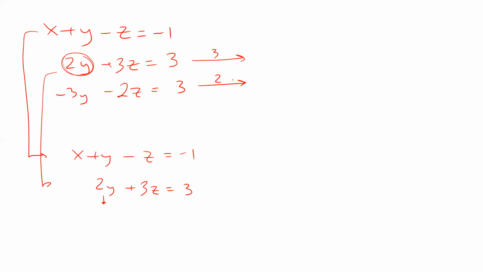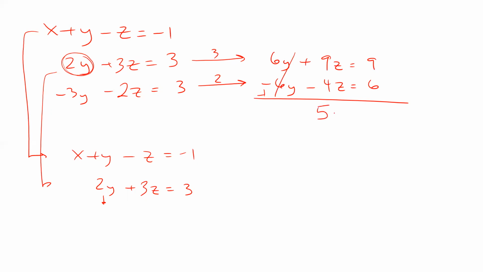That would be perfect. So let's see, 6y plus 9z is equal to 9. This one is negative 6y, exactly what I wanted here. Negative 4z is equal to 6. Everybody in agreement there? Add them up. The y's are gone as planned. And I got myself 5z is equal to 15?